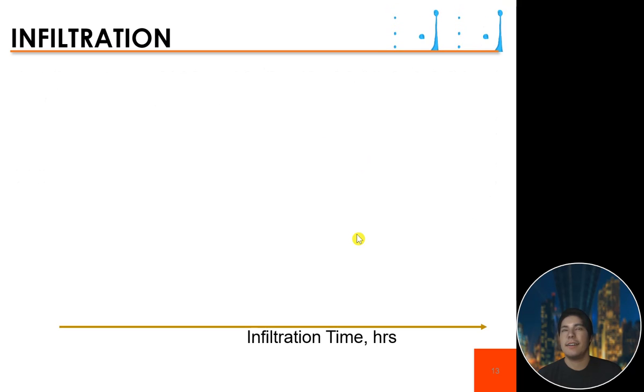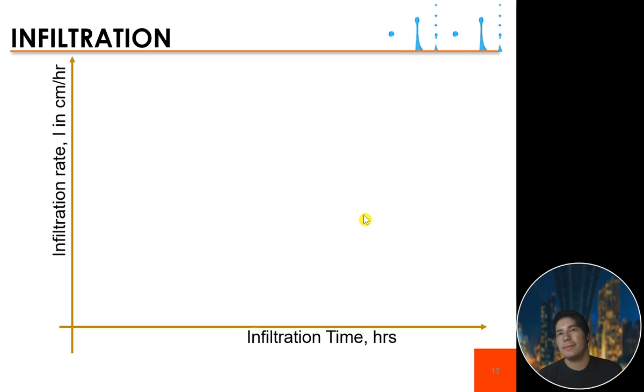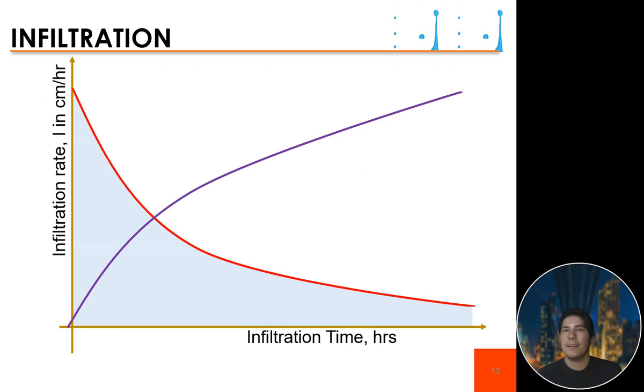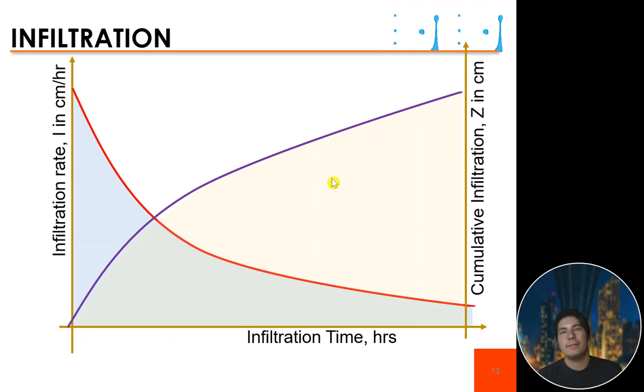So if we take our x-axis as our infiltration time in hours and the y-axis as infiltration rate I in centimeter per hour, so ito yung makuha nating curve, no? Ayan, di ba? So it decreases yung infiltration rate over time, no? While yung cumulative naman, no? Pero yung amount nung na-stored na water is increasing, di ba? During rainfall. So that is our cumulative infiltration Z in centimeters.